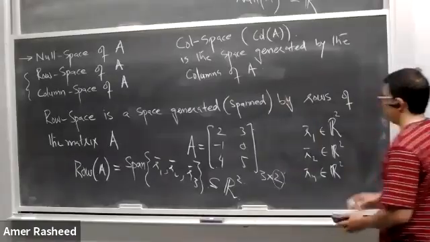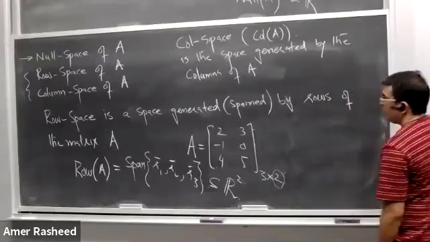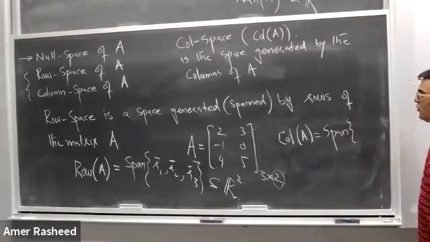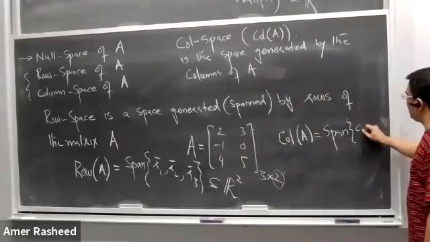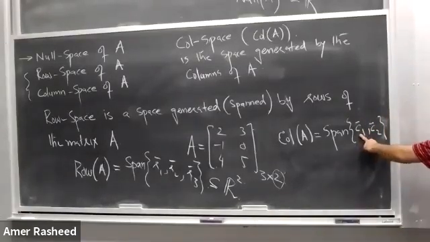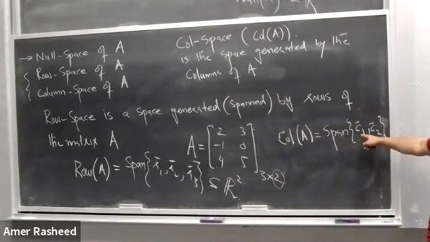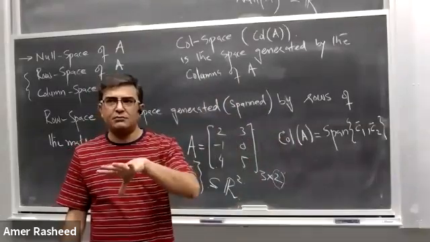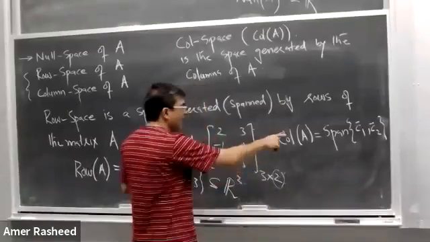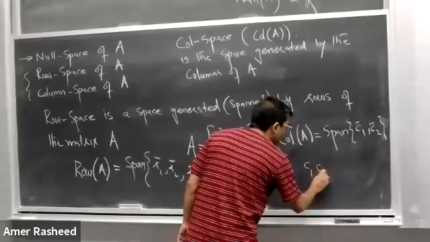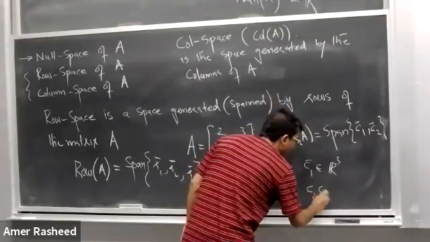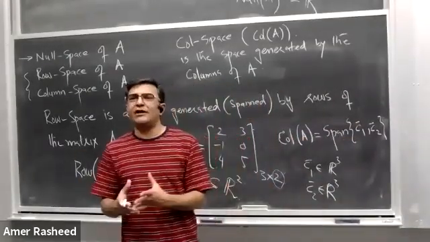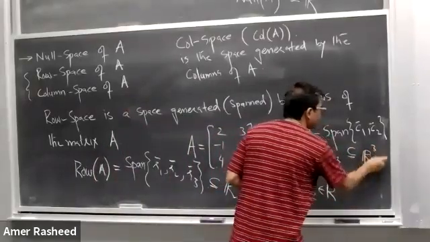Now let me write it again. The column space of A must be the space spanned by the columns. If we call them column 1 and column 2, C1 is the first column and C2 the second column. There are 2 columns in this matrix, and every column has 3 components. Means C1 belongs to what? R3, and C2 belongs to R3. So this column space contains vectors having 3 components, so it must be a subspace of R3, obviously.